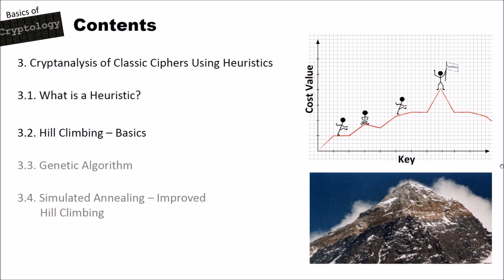And as you can see here, we have two different topics also. The first one is a genetic algorithm, which is another heuristic that can be used to break classical ciphers. And then I think I will make a video on simulated annealing, which is an improved hill climbing. And in the future, I want to show you how you can improve hill climbing with simulated annealing or other techniques.